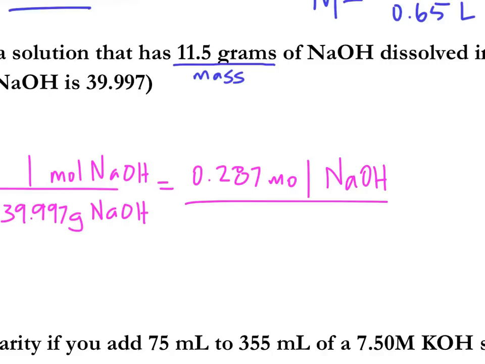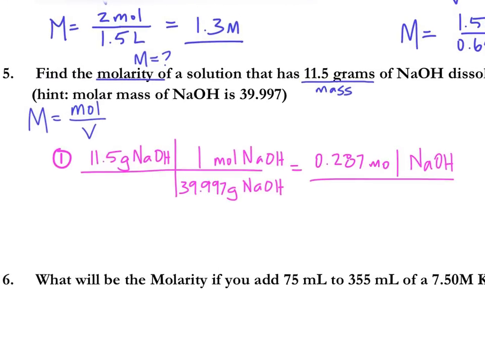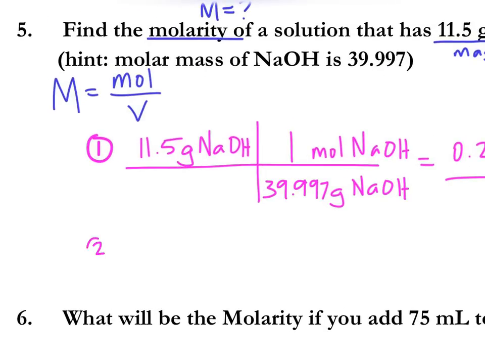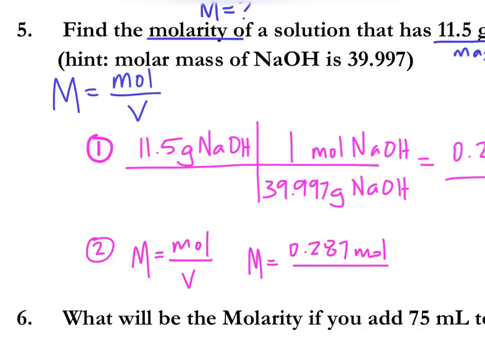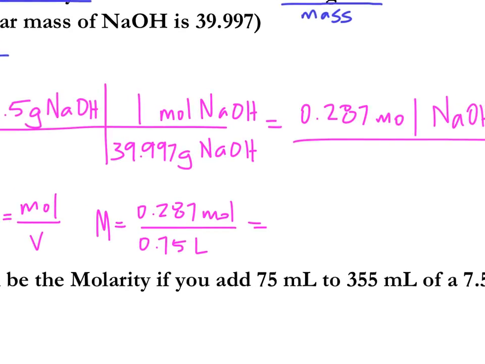Now, that's just the first step in finding my answer. My second step is to take what I just found, the moles, and plug it into my equation that we wrote up here. So molarity equals moles divided by volume. Well, we now found, using our conversion up above, that we have 0.287 moles. And in our problem, it told us that we had 0.75 liters. So when I calculate my molarity, I get 0.38.